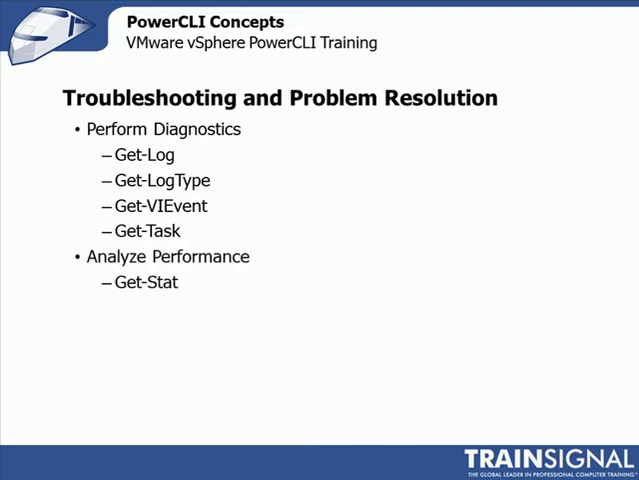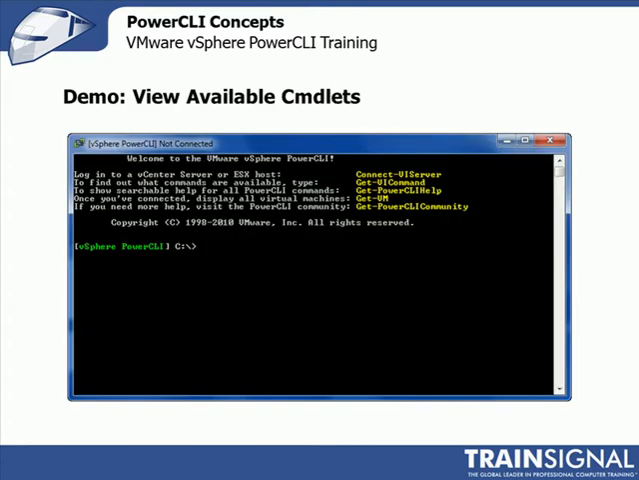You can use the get stat commandlet to analyze the performance of your system and you can read all the statistics, the vast store of statistics that you can obtain just like you can from the vSphere client. So for example, if you wanted to check out the average memory usage over a period of time, you could do that using PowerCLI. Now I'm going to show you an example of going into the PowerShell console to view all the available commands and work with some of them.